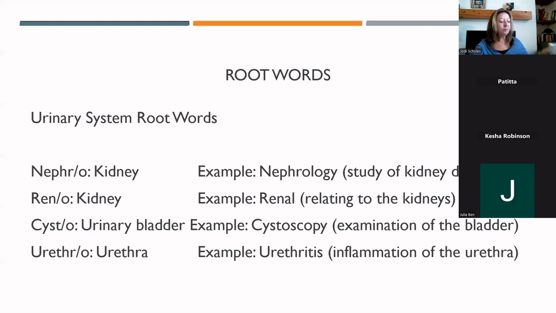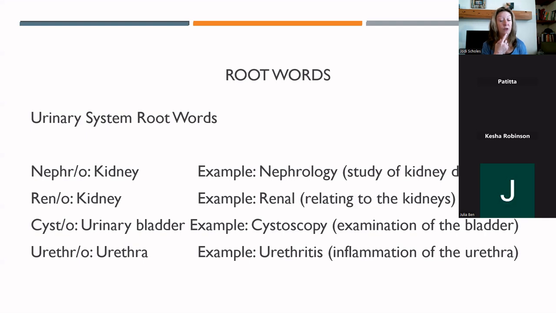On to root words of the urinary system. Nephro had to do with kidneys. Nephrology, the study of the kidneys, or nephropathology. It's the study of the kidneys, but normally when the kidneys aren't functioning. Like we know how the kidneys are supposed to function. And so nephrology is usually the study of kidney dysfunction or disease.